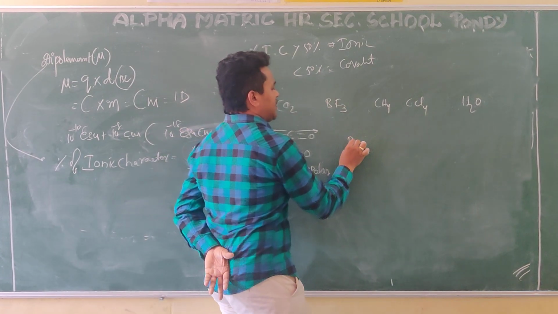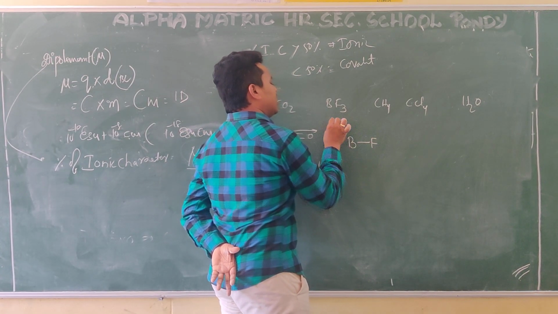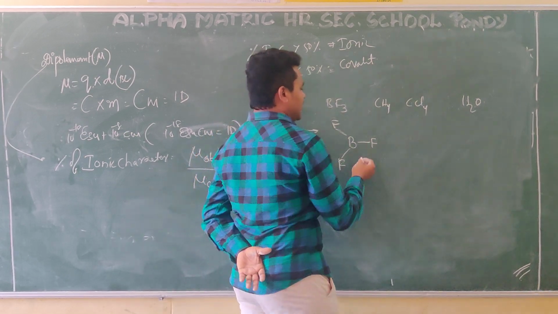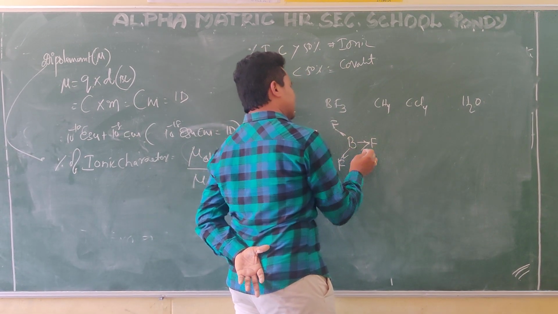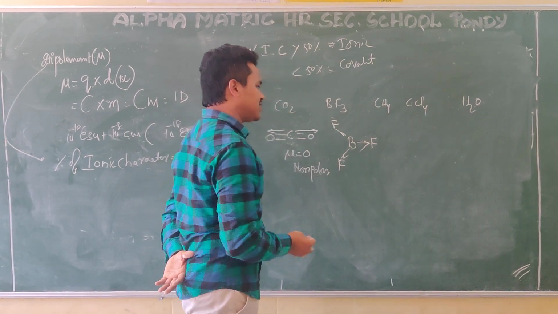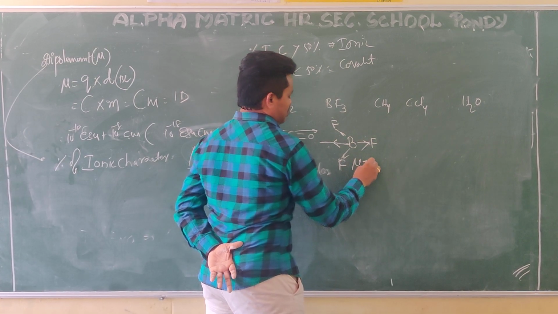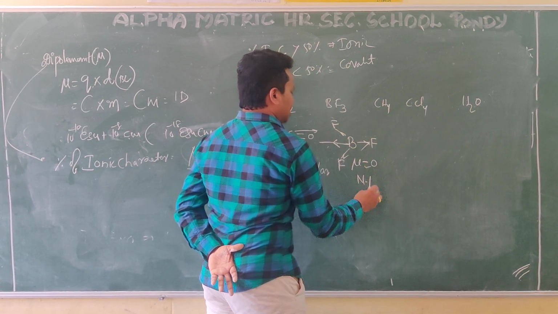Here BF3 is a planar structure. Fluorine here, fluorine here, fluorine here. This is the vector, this is the vector, this is the vector. Always dipole moment is a vector sum. These two vectors are coming in this way, and both are going to get cancelled. Mu value will be 0. This is also non-polar.